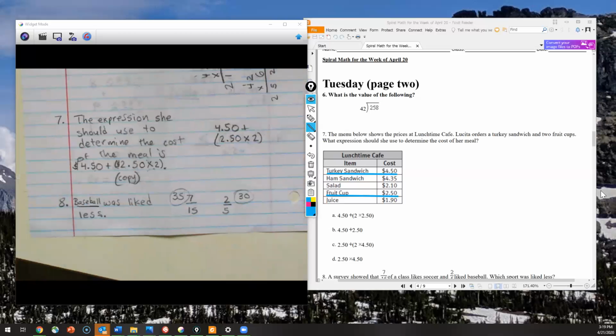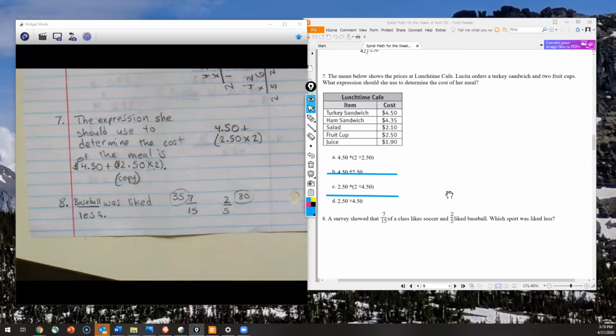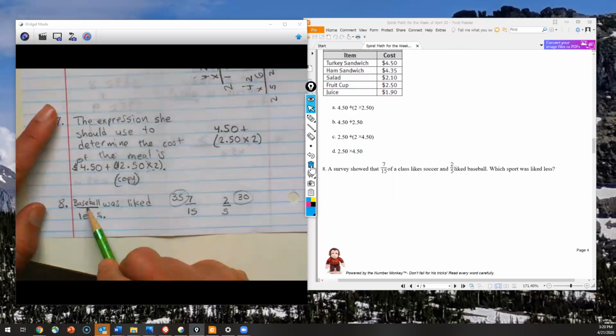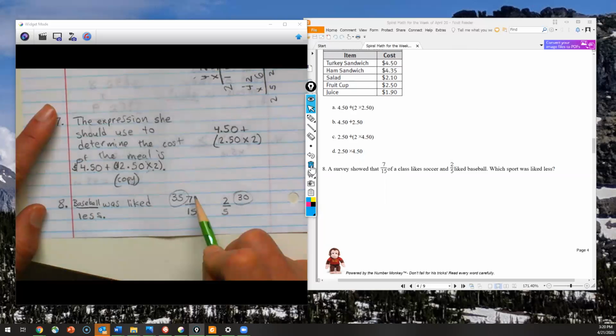Number 8, a survey showed that 7/15 of a class liked soccer and 2/5 of the class liked baseball. Which sport was liked less? I said that baseball was liked less, and here's why. The fraction of students that liked soccer was 7/15, just a little bit near half, and 2/5 liked baseball. So I'm going to be comparing the two fractions, 7/15 and 2/5.